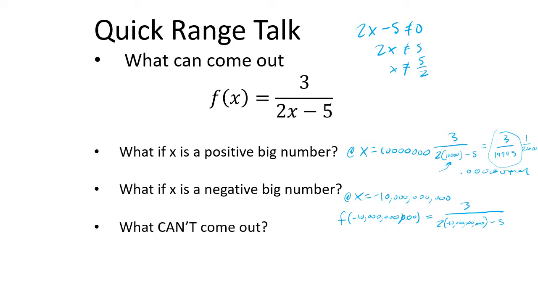And so then what number can't come out here? No matter how big negative I got or how big positive I got, I'd get a number that was basically 0 but not quite. So 0 can't come out of this function. So we would say that the range of this function is the set of all y values such that y cannot equal 0. Or it's negative infinity to 0, not including 0, to infinity.